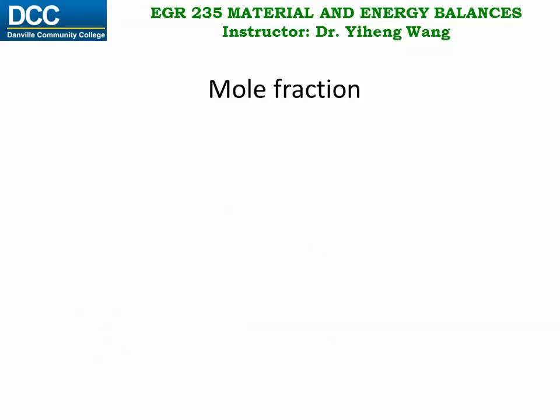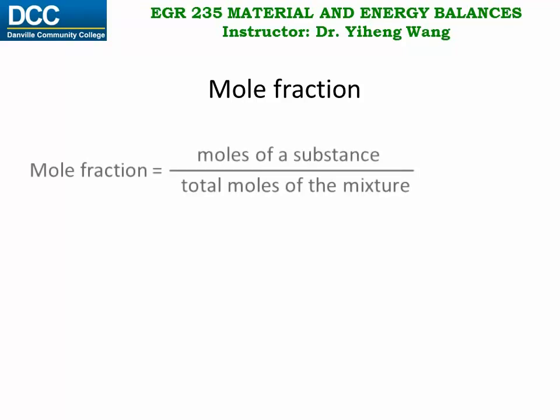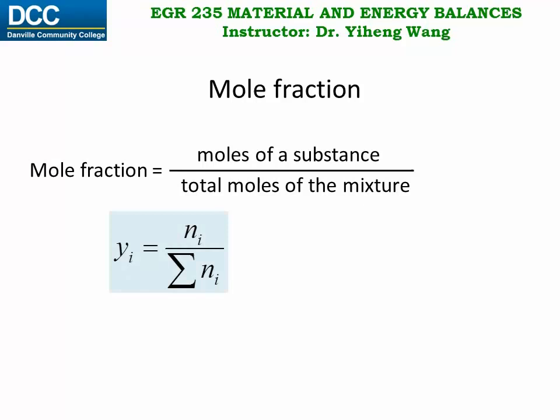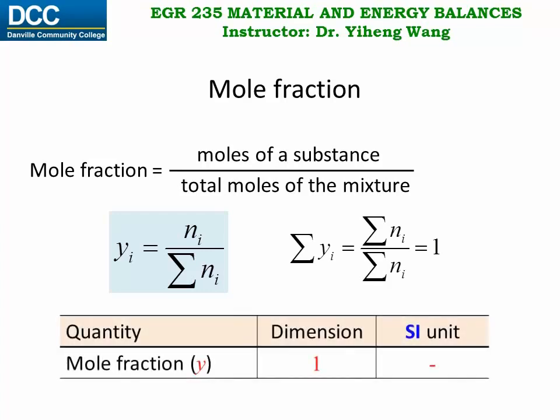Similar to mass fraction, the mole fraction of a component in a mixture is defined as the number of moles of this component divided by the total number of moles of all components in the mixture. Yi equals Ni divided by the summation of Ni. Similarly, if we add up the mole fractions of all the components in the mixture, we get 1. And again, because mole fraction is also a ratio, it is dimensionless.